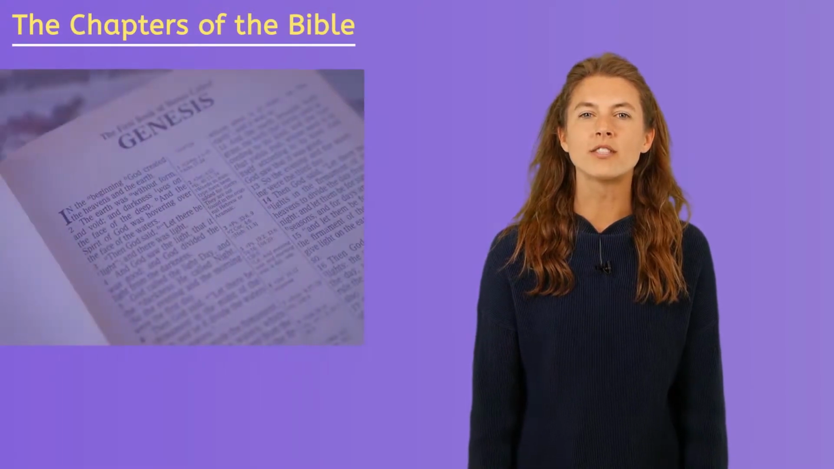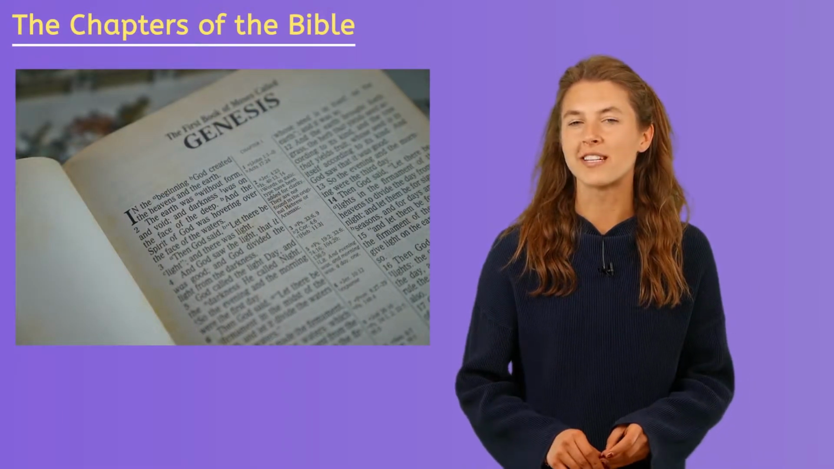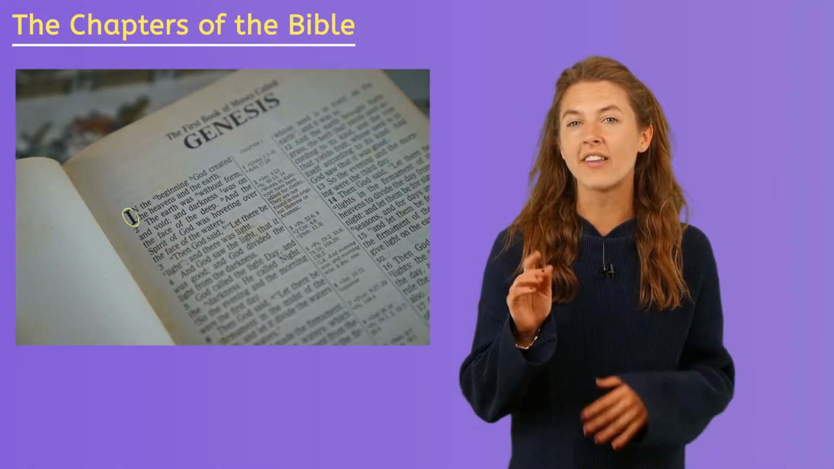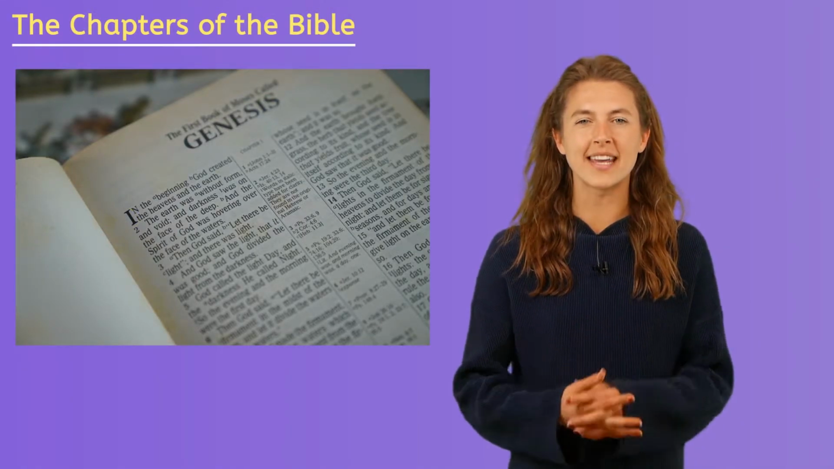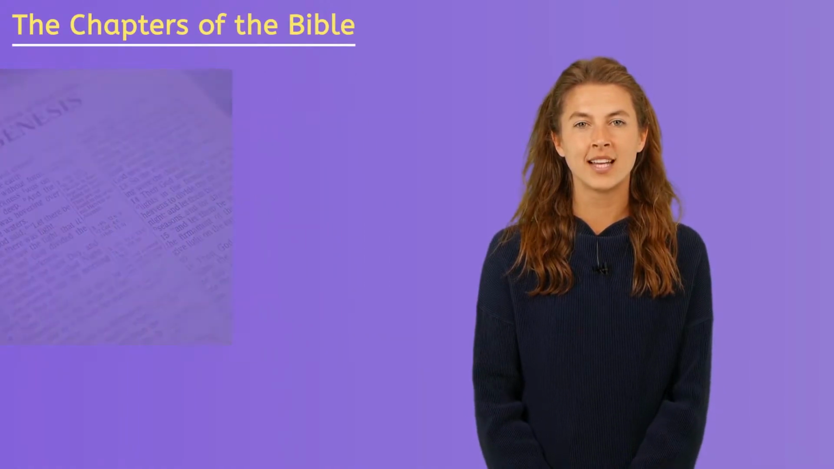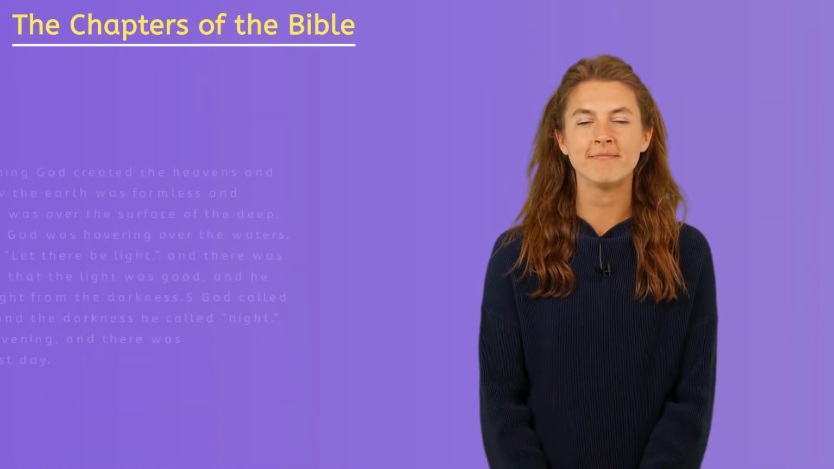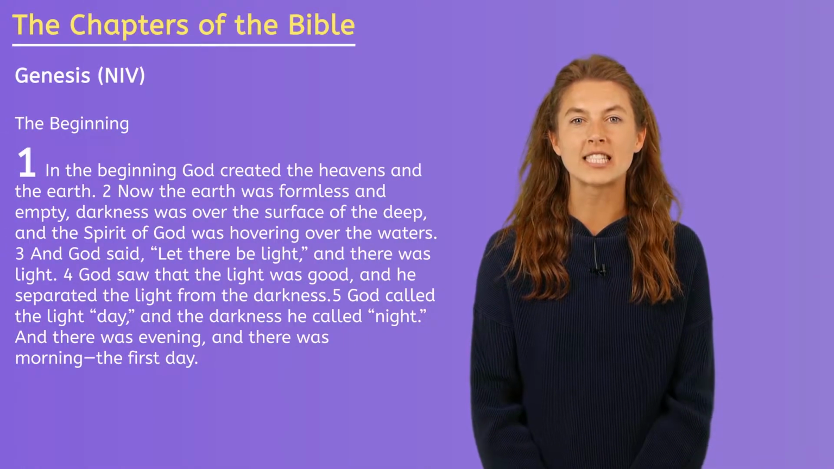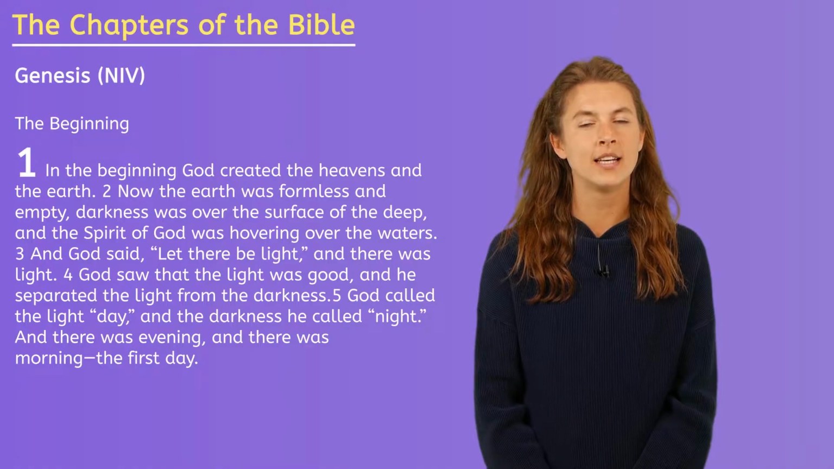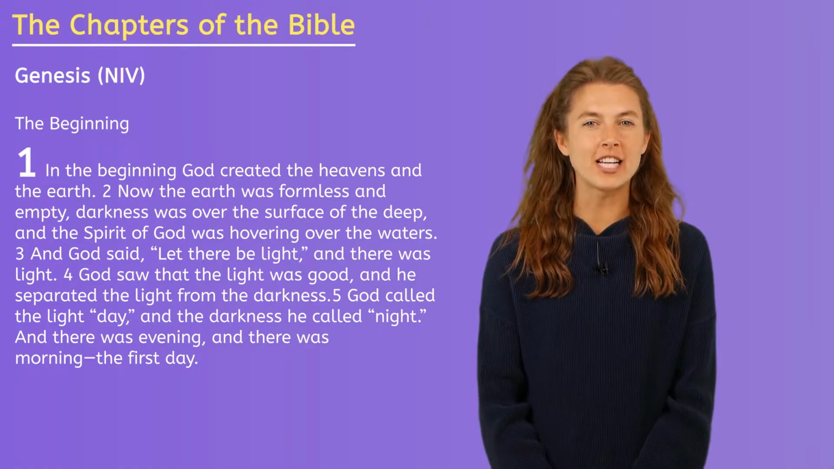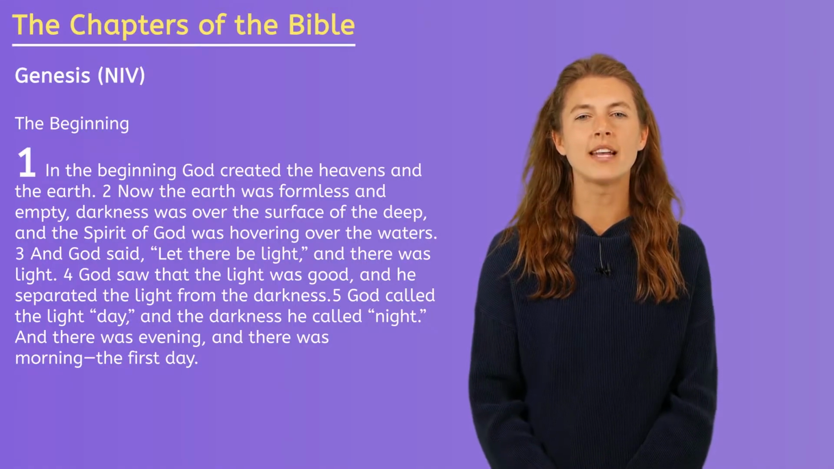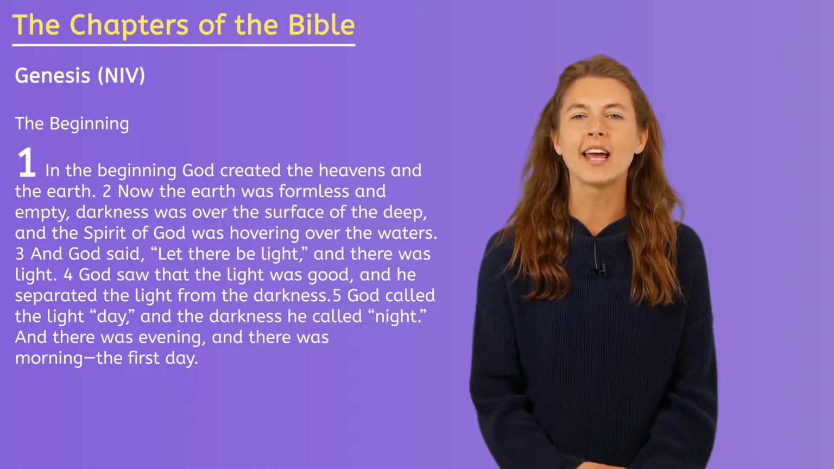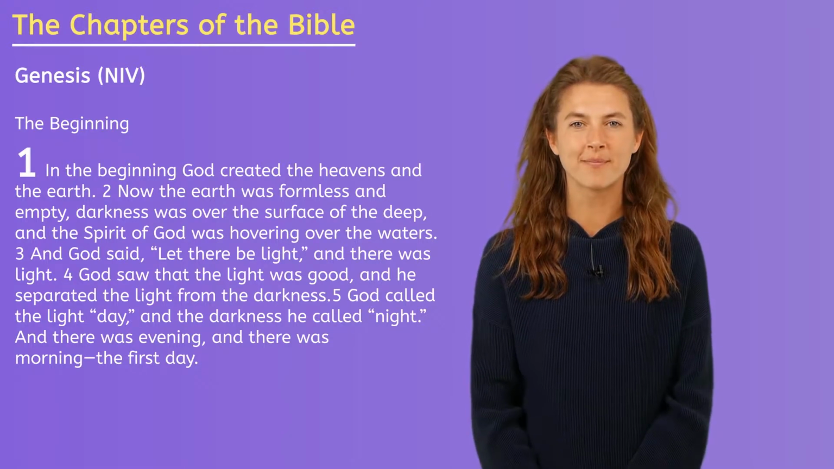The chapters of the Bible divide the book so that we can find the stories more easily. Each book begins with the chapter number 1, and they are usually written in big print at the beginning of each chapter. Let's look at an example. The very first story in the Bible is found in the book of Genesis in the Old Testament. Chapter 1 is the story of creation, the very beginning of how God made heaven and earth, light and dark, water and sky, day and night, animals, plants, and people.